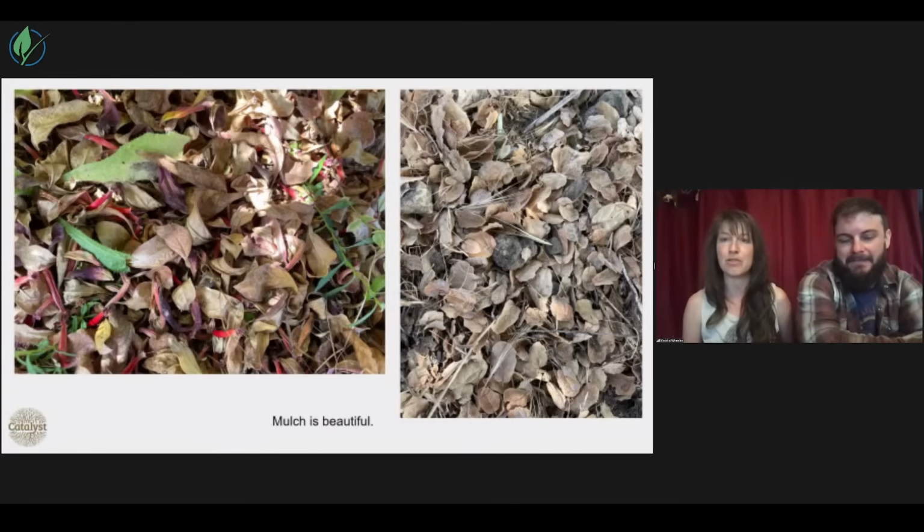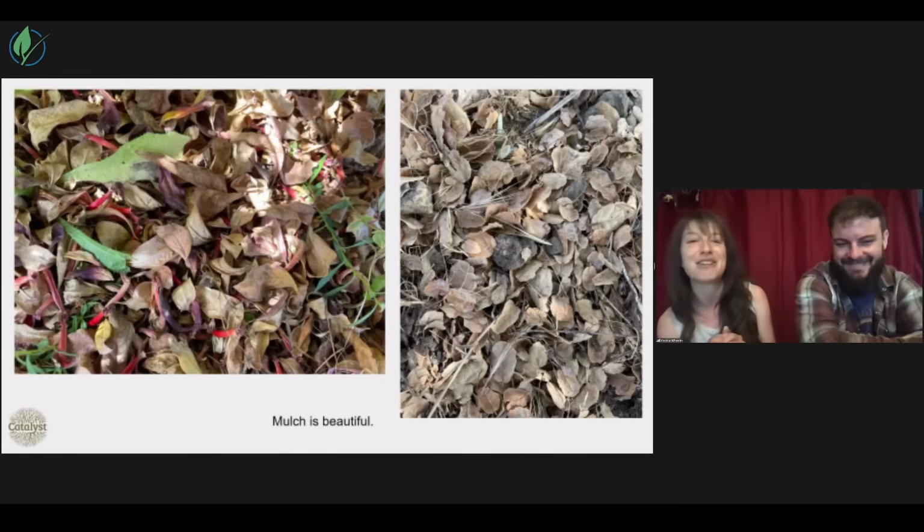And like so much of our work, I know this is silly, but it's just, mulch is beautiful. Talking to landowners and getting them not to pull every bit of organic material that falls off of their bushes onto the ground out. That's really what we do almost every day of our work.